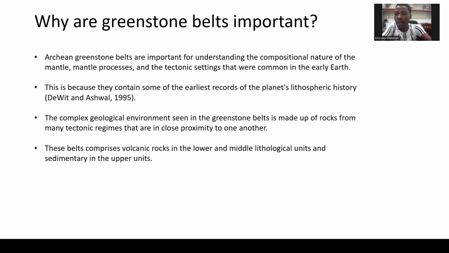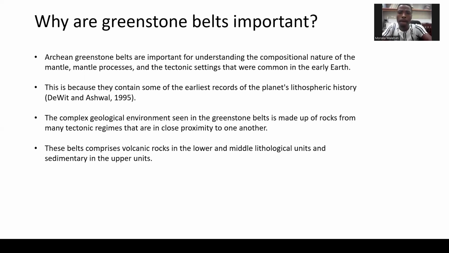All right, because the Barberton is used as the frame of reference because it is mostly studied and it contains almost complete record of all the rocks we expect to find within the Greenstone belts. And then we must understand that the lower units of all the Greenstone belts are of volcanic origin. But now the upper sequences are of sedimentary origin.